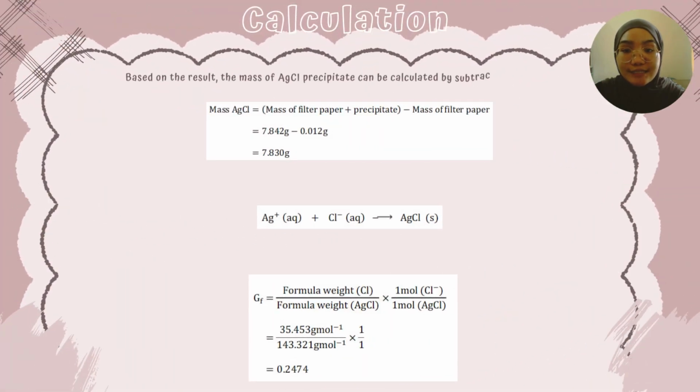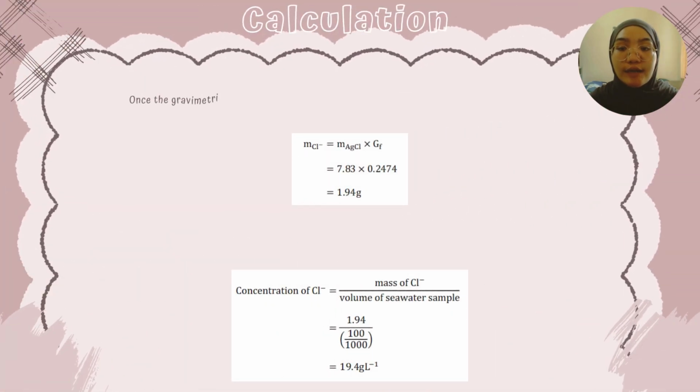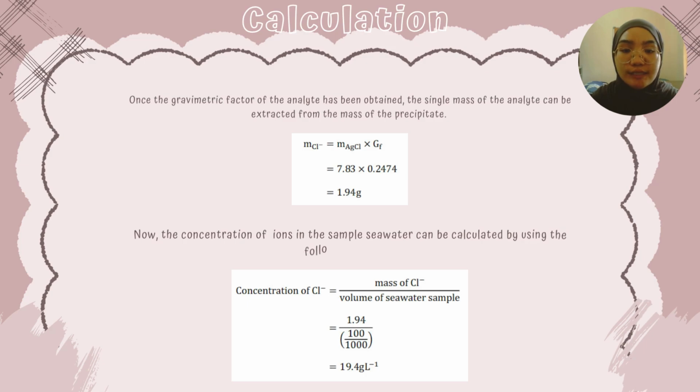For the calculation part, based on the result, we can calculate the mass and construct the gravimetric factor. So once the gravimetric factor of the analyte has been obtained, the mass of the analyte can be extracted from the mass of the precipitate. Now, the concentration of ion in the seawater sample can be calculated by using the following formula.